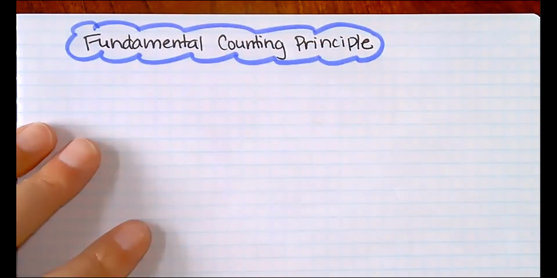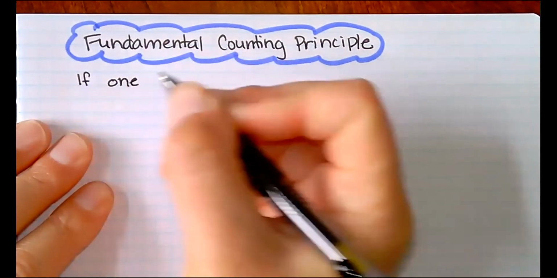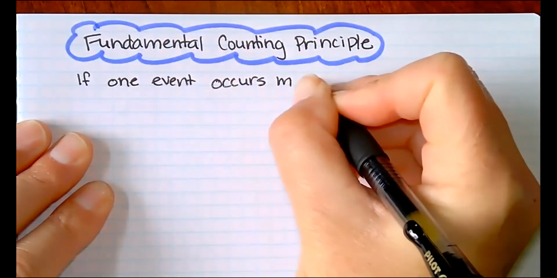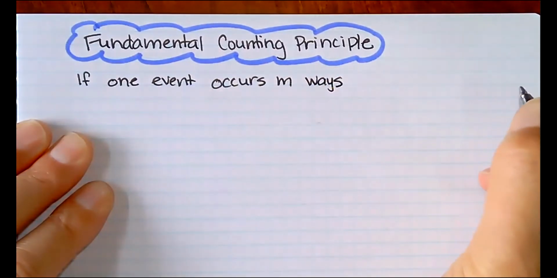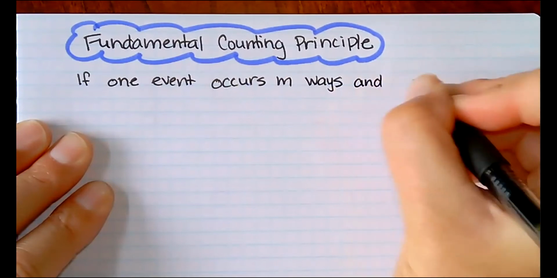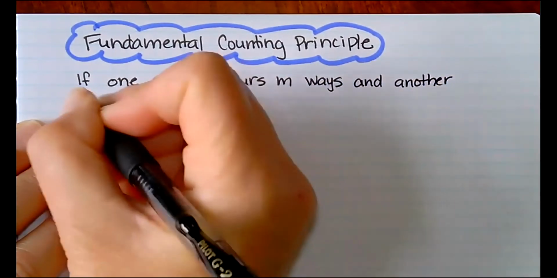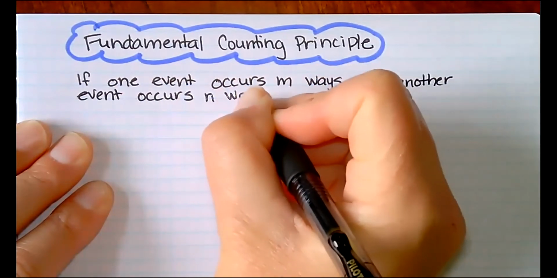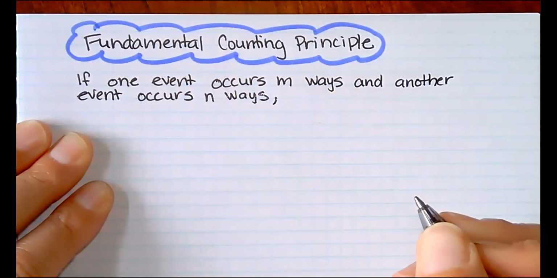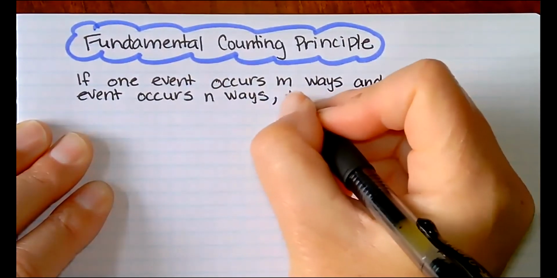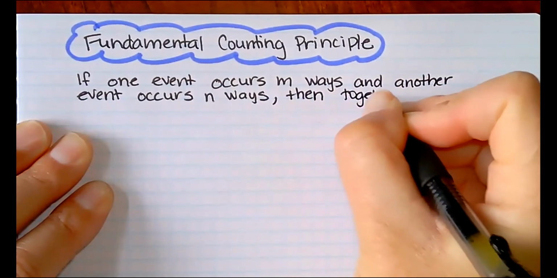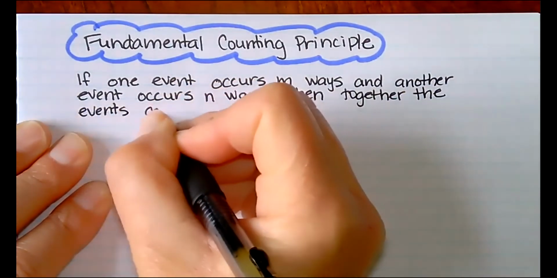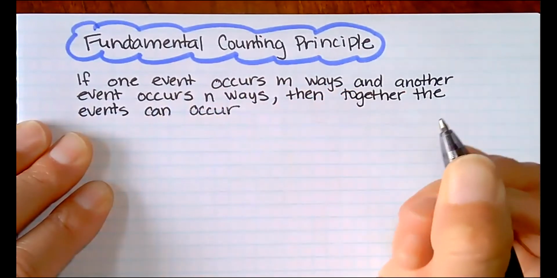And the fundamental counting principle states the following. If one event occurs m ways, and another event occurs n ways, then together the two events can occur m times n ways.